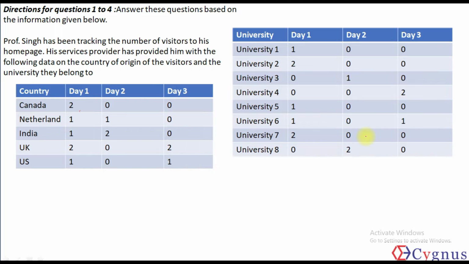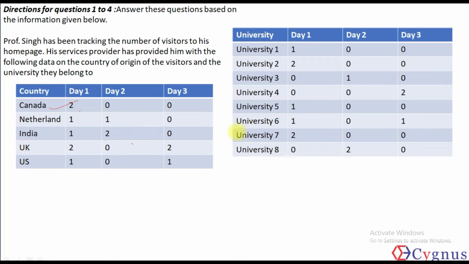if you look at the first table, it's about what? Canada. Day 1, there were 2 students from Canada, and day 2, 0, day 3, 0. Similarly, if you look at University 1, there was 1 student from University 1 on day 1. Day 2, there was 0. Day 3, there was 0. So if you look at the tally here, this is 2 plus 1 plus 1 plus 2 plus 1. That makes 7. So this should also be 7. 1 plus 2, 3, 4, 5, 6, 7. So 7 students visited the website on which day? Day 1. Similarly, day 2 you can have the total.